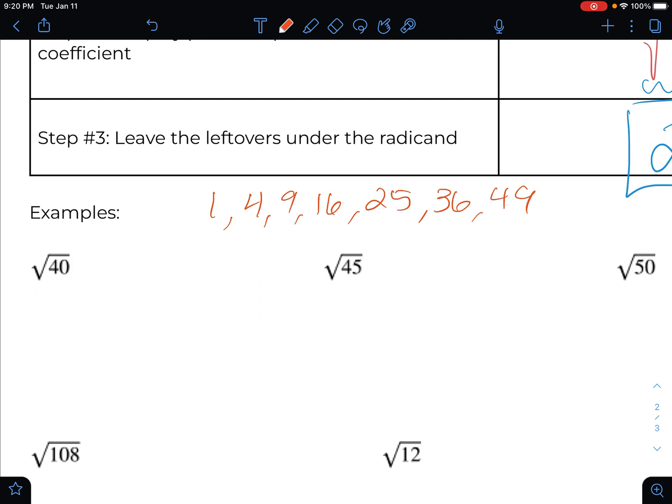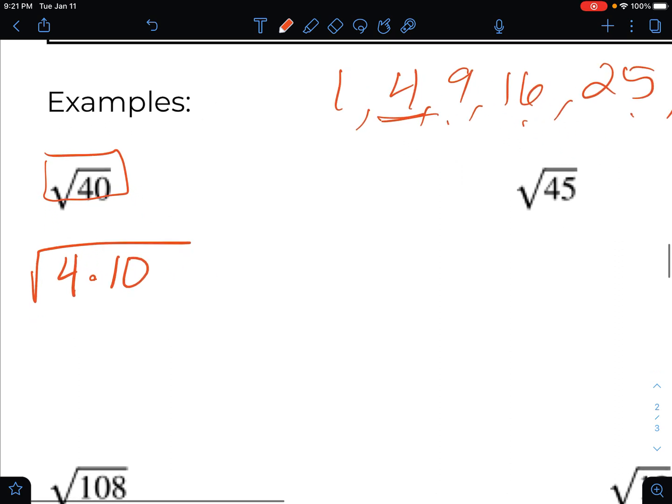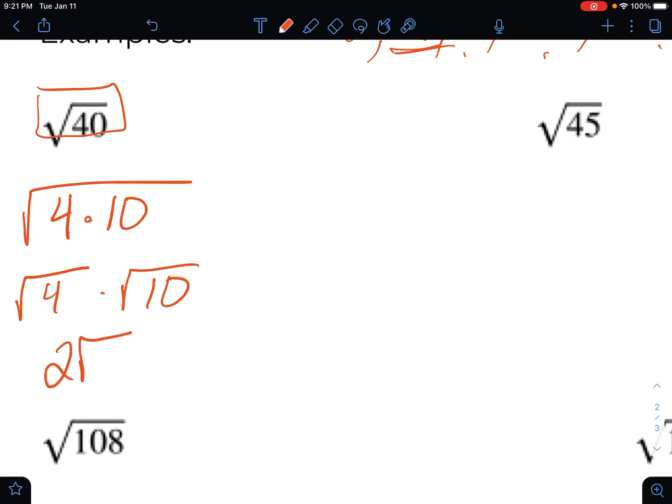So when we're looking at 40, I know that 49 is too big, so then I think about 36. Well, 36 can't go in a 40. 25 doesn't go in a 40. 16 doesn't go in a 40. 9 can't go in a 40, but 4 can. So we're going to rewrite this as the square root of 4 times 10. So then this is where I like to break apart the little radical. So I got the square root of 4 times the square root of 10. The square root of 4 is in fact 2. So I have 2 square roots of 10. That's my final answer.